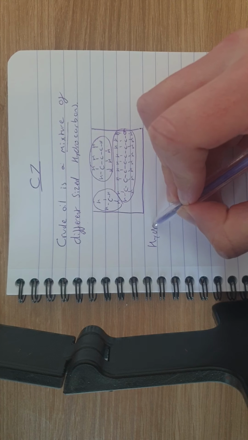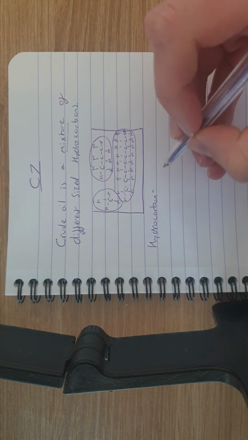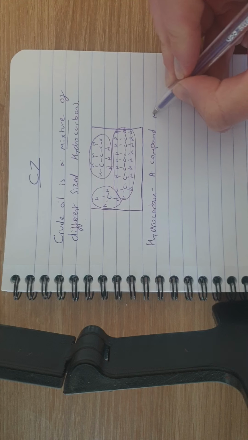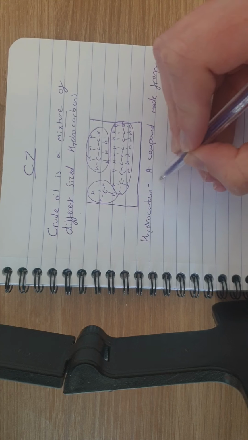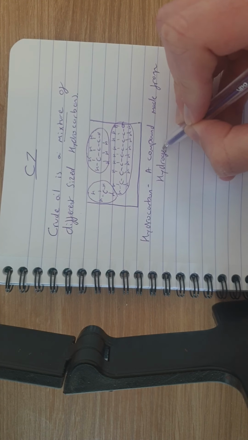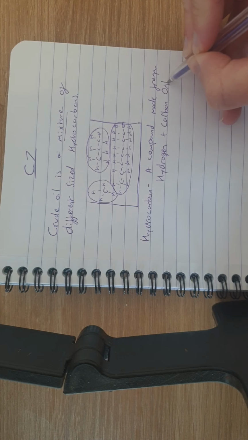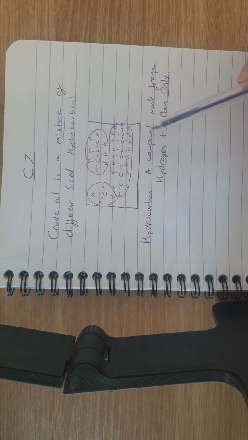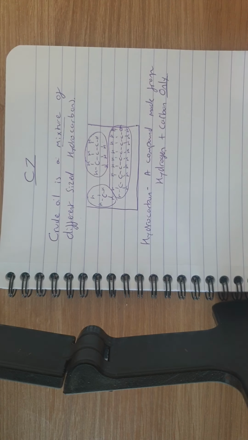So what is a hydrocarbon? A definition you need to know. A hydrocarbon is a compound made from hydrogen and carbon only. The word only, very important. So a hydrocarbon, which is one of these, is made up of hydrogen, H, and carbon only. There's nothing else in there. So that's what crude oil is.